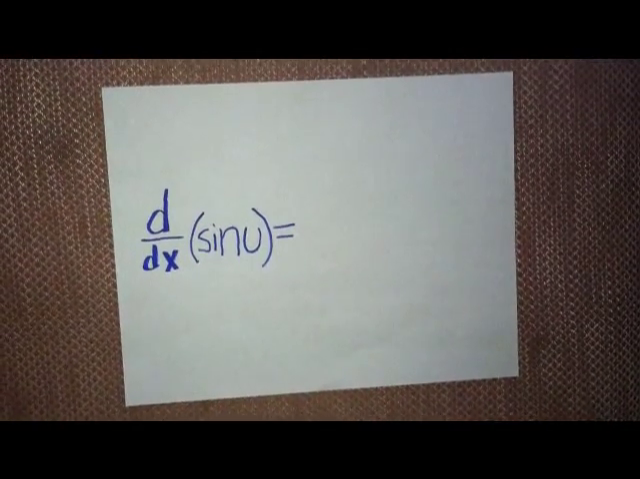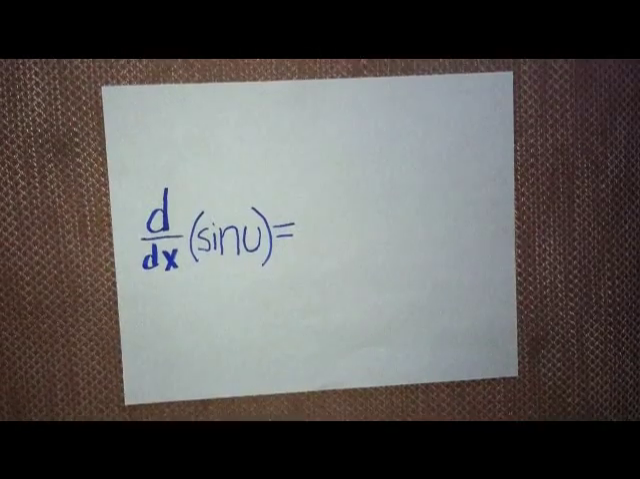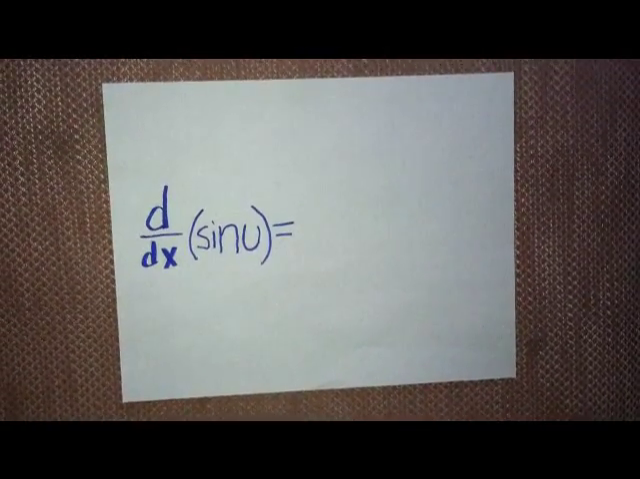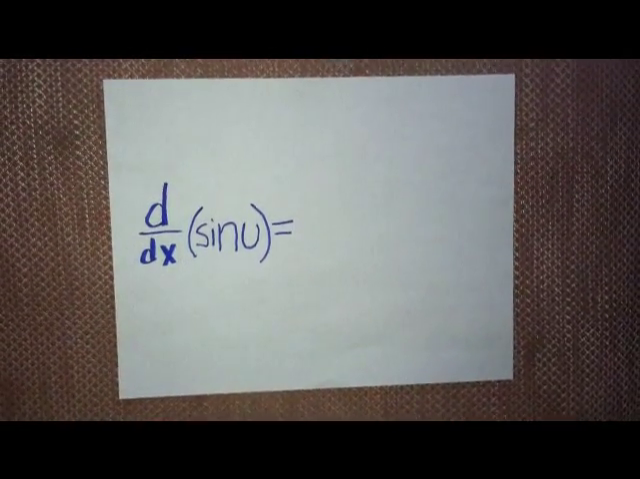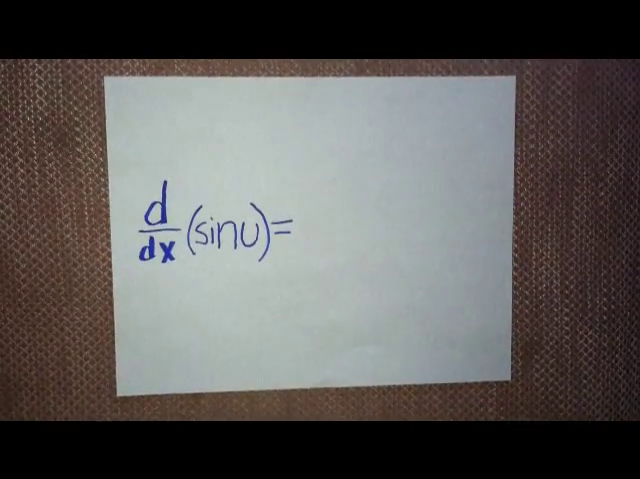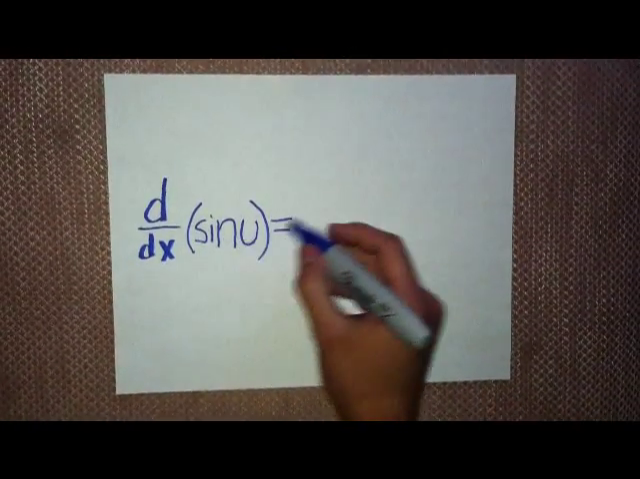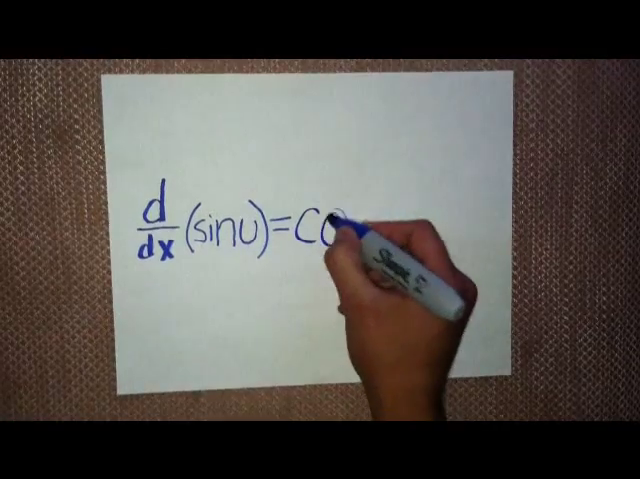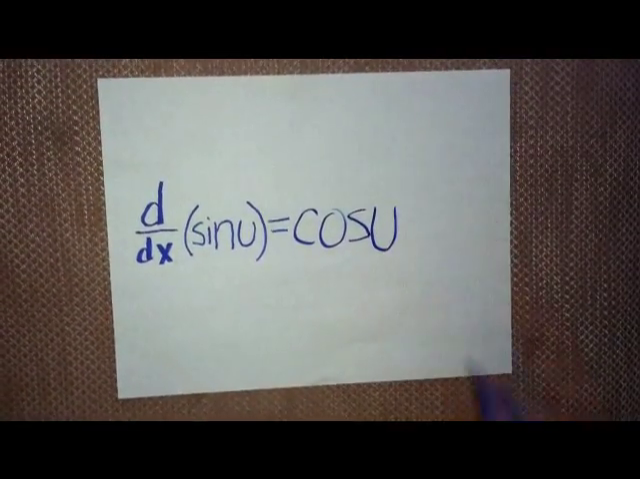So let's say your mom tells you not to eat a cookie out of the cookie jar, but you do it anyway. You're going to get time out. So that sin is going to cost you. And cost is exactly what we're going for here. So that sin is going to cost you. So that's going to equal cosine u.